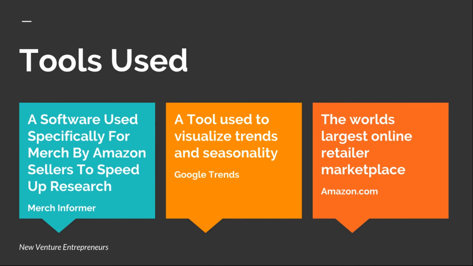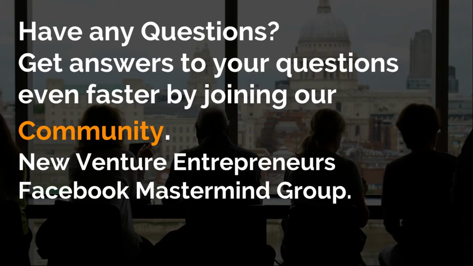Another tool that is pretty useful is Google Trends. You can go to google.com/trends, and that is used to visualize trends and seasonality. Another tool to use is the actual Amazon.com website itself. It is the world's largest online retailer, and it gives you a lot of the information that you need on its own. Like I said, it gives you the BSR, which is the Best Sellers Rank, and that's all the information you really need.